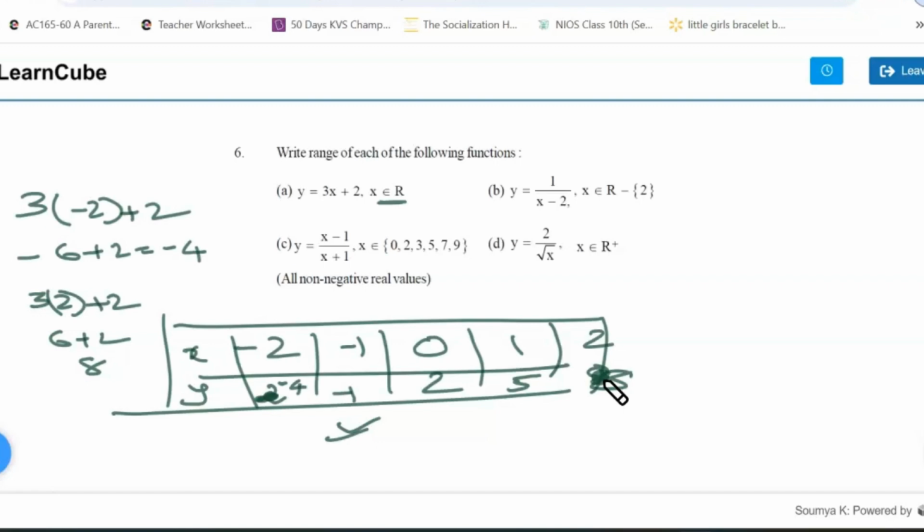So range is this y. Range will be minus 4, minus 1, 2, 5, 8, like that. Okay. So these are the range values. Similarly, find for B, C and D.